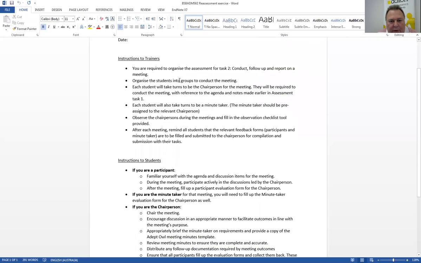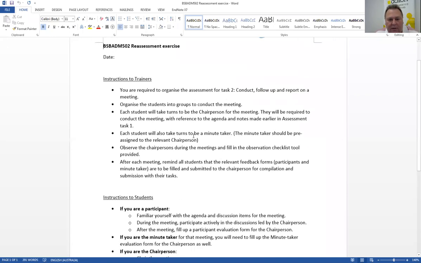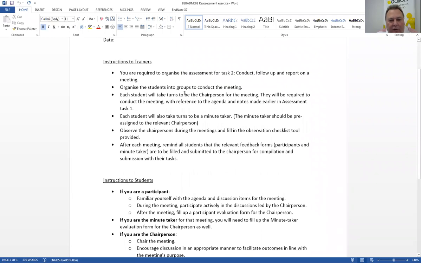Just in conclusion, you're required to organize the assessment of task to conduct follow-up and report on the meeting, organize students into groups to conduct the meeting. Each student will take turns to be the chairperson for the meeting on a rotational basis. They'll be required to conduct the meeting with reference to the agenda and notes made earlier in assessment task 1. Each student will also take turns to be the minute taker. So taking turns for the chairperson, running the meeting, and minute taker taking the notes.